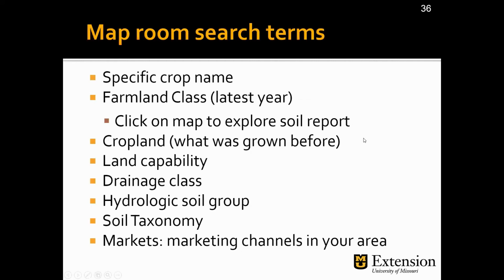So if you're interested in the All Things Missouri map room, these are the map room search terms that I like to use. I like to type in the specific crop name. I like to use the farm class, and I like to get the latest year information. And then you click on the map, and then click on the soil type to get a report of the soil. And these are just examples of things that I like to look at in case you're interested in that.